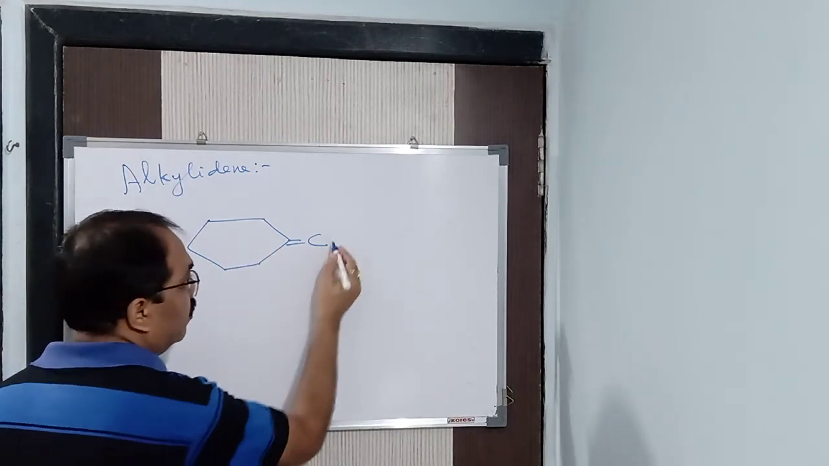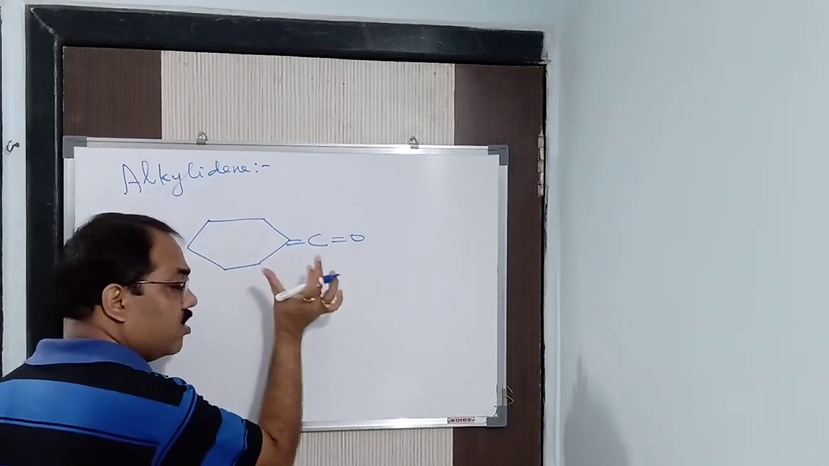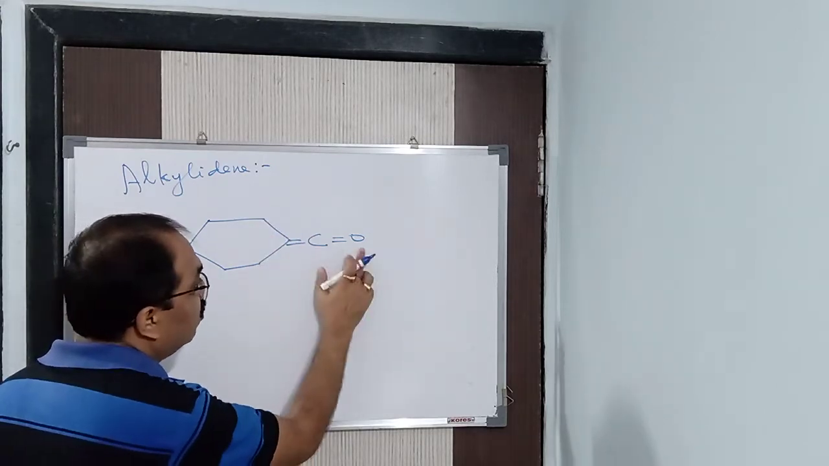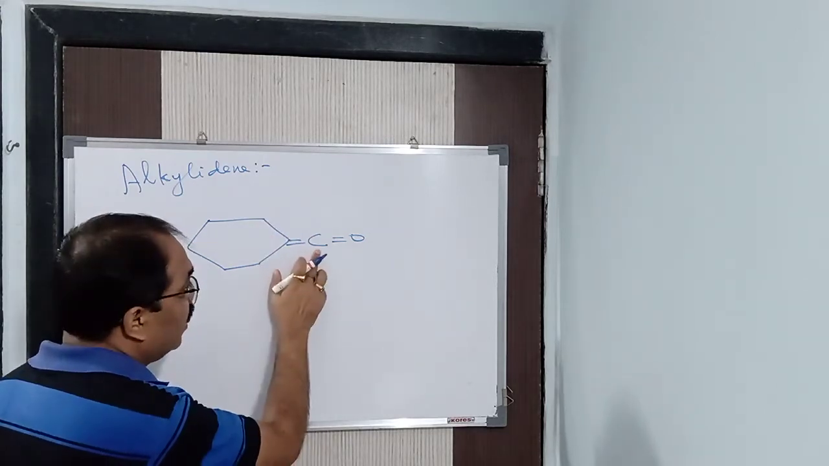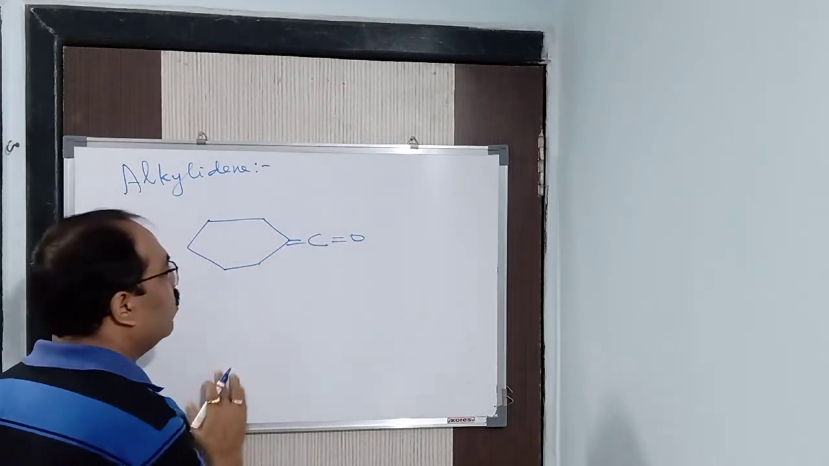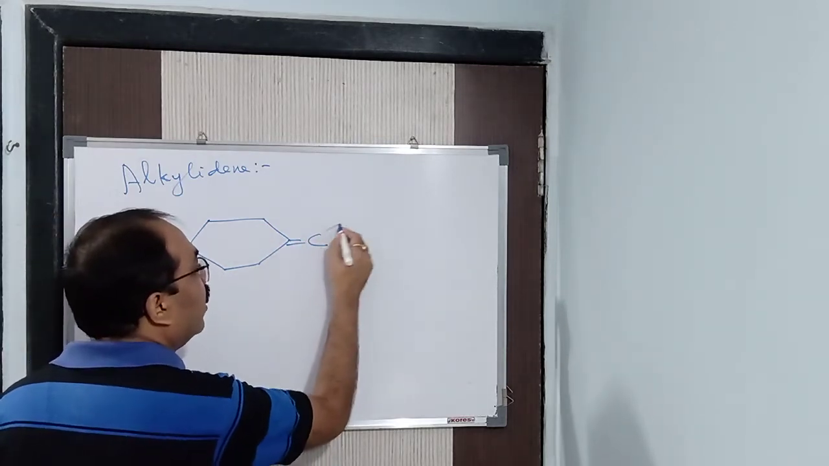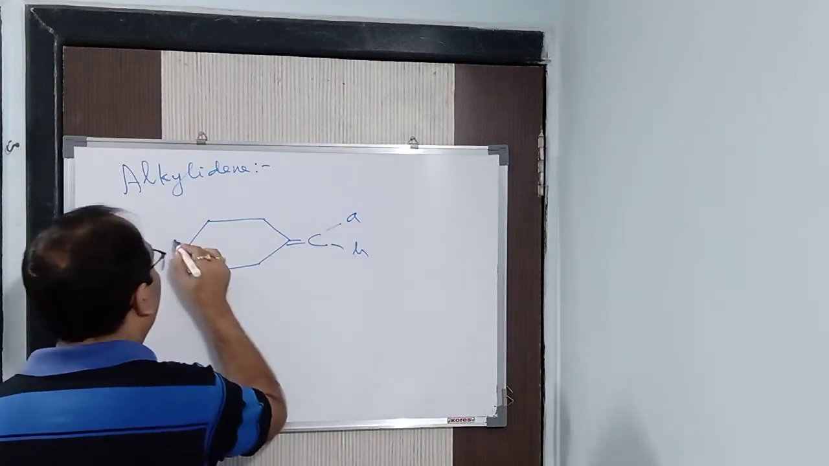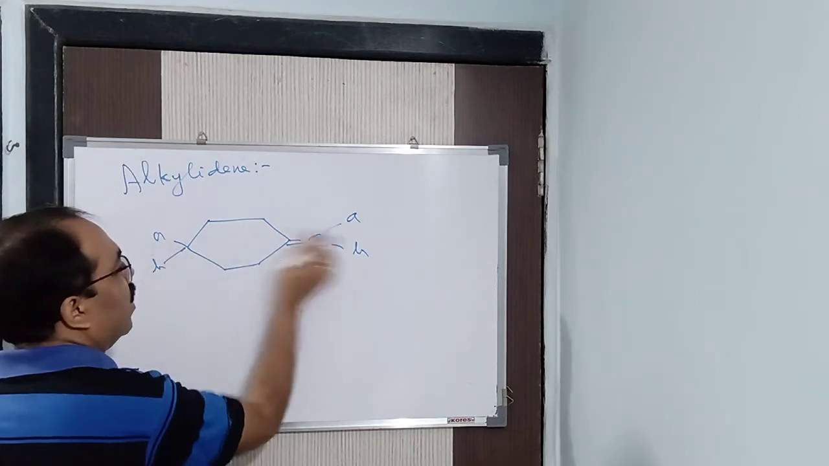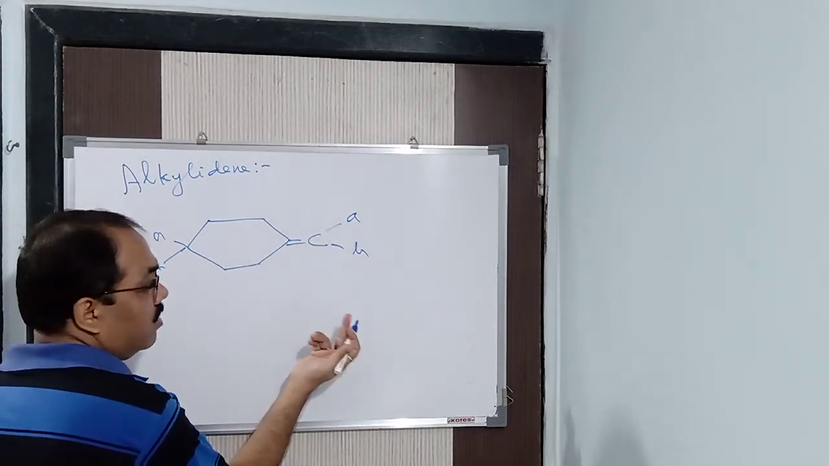Like cyclohexylidene. If this is there, I gave you this compound, if you remember it. Cyclohexylidene methanone. Why is it methanone? Ketone it is. One carbon, meth, double bond O, that is ketone. So cyclohexylidene. Now here also we have A, B, and this is A, B. So it is what? Cis.